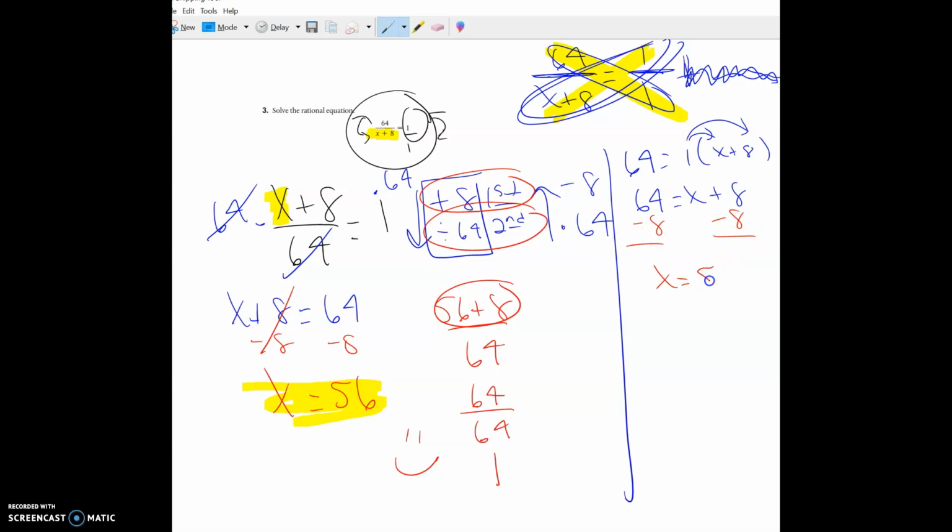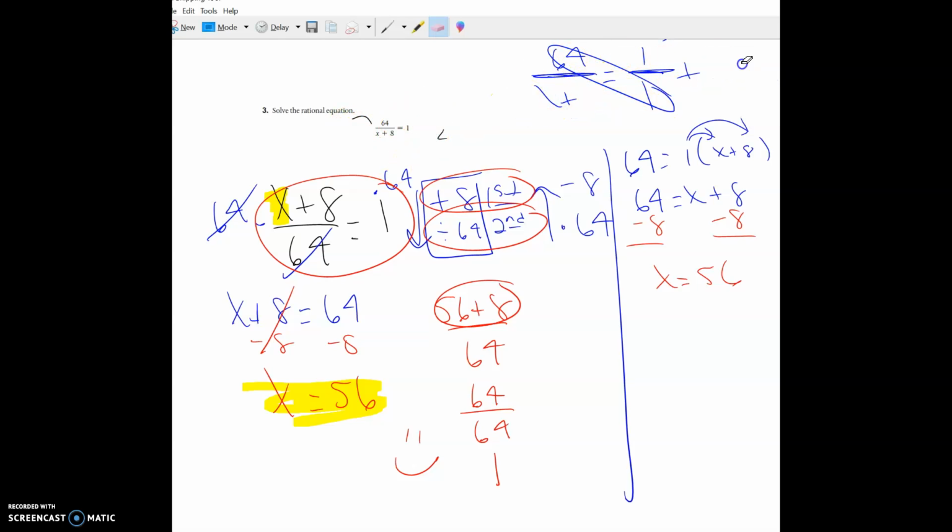And so then I would, to get rid of adding, subtract 8, and x equals 56. So if you have a single fraction equal to a single fraction, you can do proportions. Otherwise, you could reciprocate both of these to get the x in the numerator and go from there. Again, that only works because you have a single fraction and a single fraction.